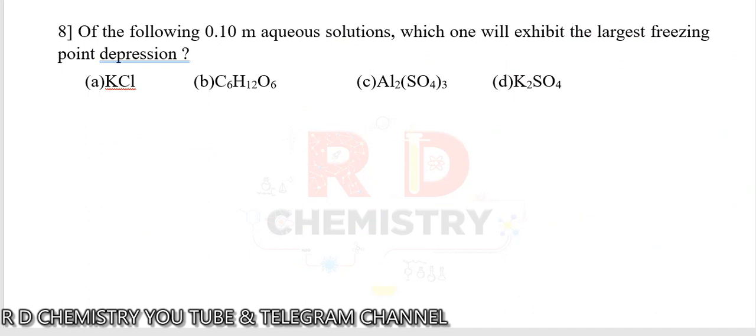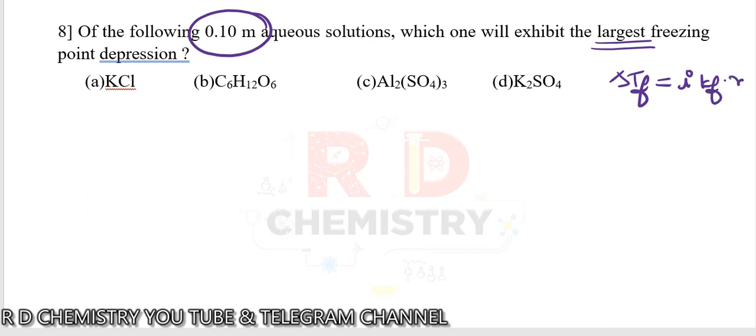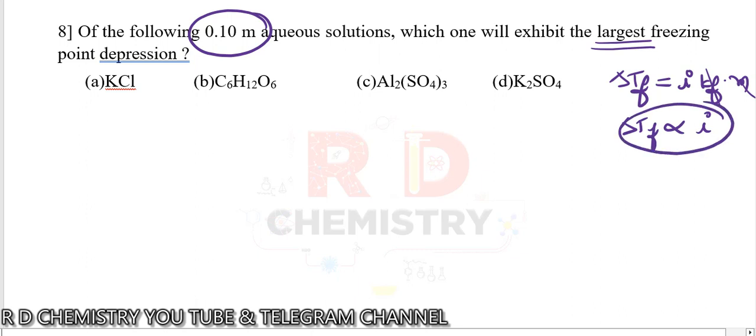Question number 8. Of the following 0.1 molar aqueous solutions, which one will exhibit the largest depression of the freezing point? Depression of the freezing point, if I include the van't Hoff factor, is i into Kf into molality. Molality is the same. Kf is also the same because we'll be assuming the same solvent, water. Therefore, the depression is directly proportional to i, the van't Hoff factor, the number of particles.